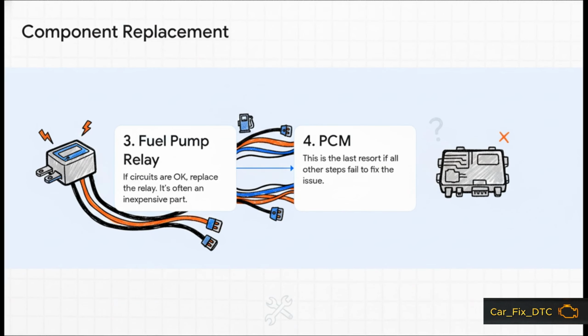Okay, so what if you've checked all the wiring and it looks absolutely perfect? Then, and only then, do we start thinking about swapping parts. Start with the fuel pump relay. It's usually cheap, easy to find in the fuse box under the hood, and simple to replace. Only if that still doesn't fix it should you even let your mind go to the PCM. That's the absolute last resort, always.